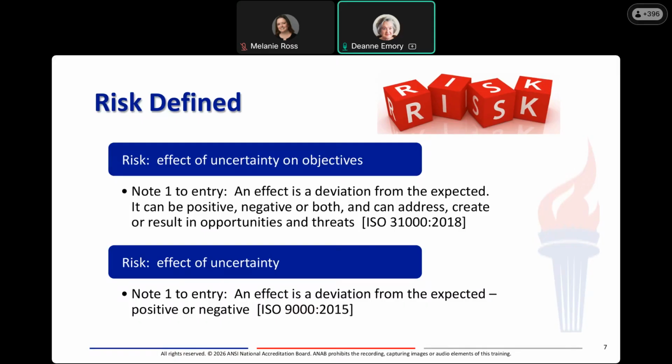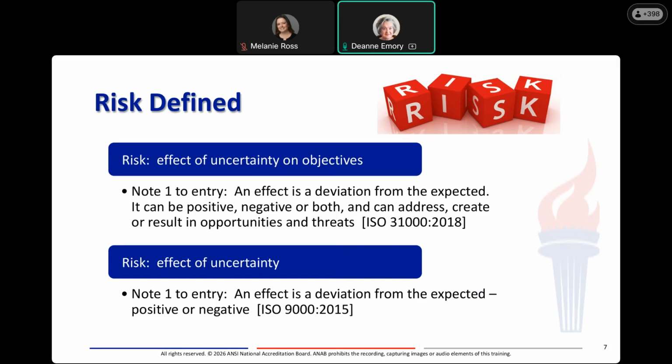Calculated risks are often made by organizations when planning and making improvements. Not every risk is bad, and not every opportunity is good. So think about these considerations as we move through the principles and framework of risk management.